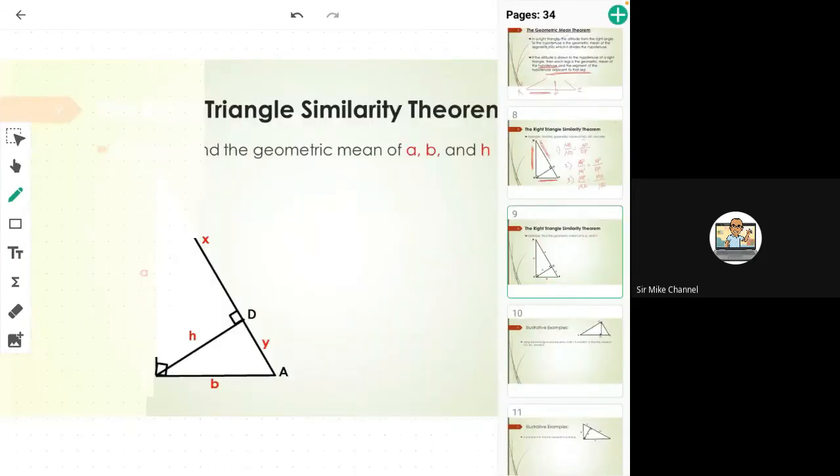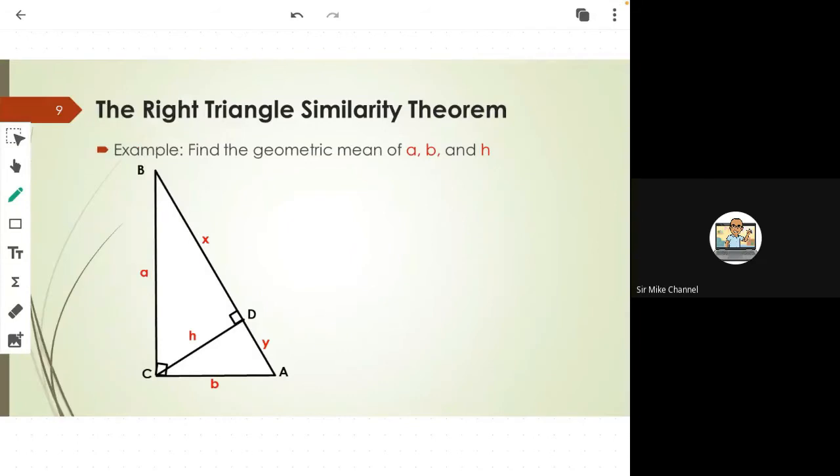Ito na yun. So, another example. So, ito na. So, finding the geometric mean of A, B, and H. So, hindi na tayo gumamit ng itong mga letter na yan. So, instead na gamitin na natin yung ito naka-red na nakasulat. So, gagawa tayo ng proportional ratio for this one. So, let's say you're finding the A. So, yung A. Ito yung A natin.